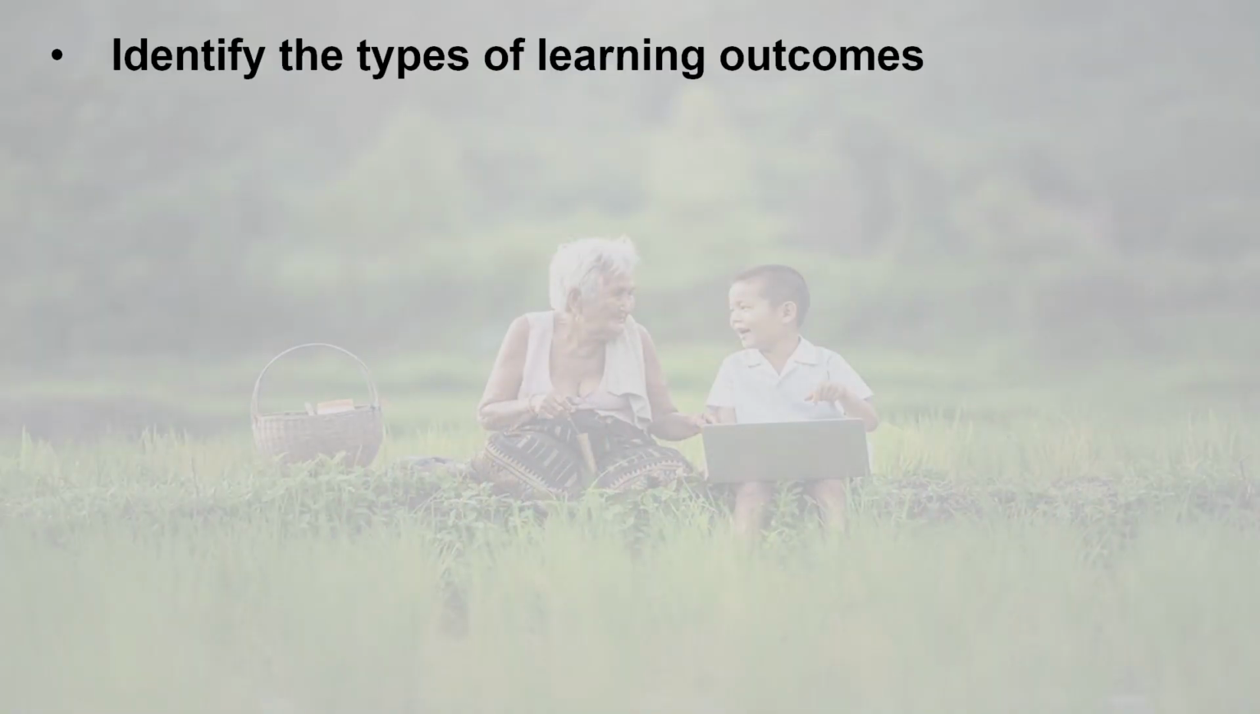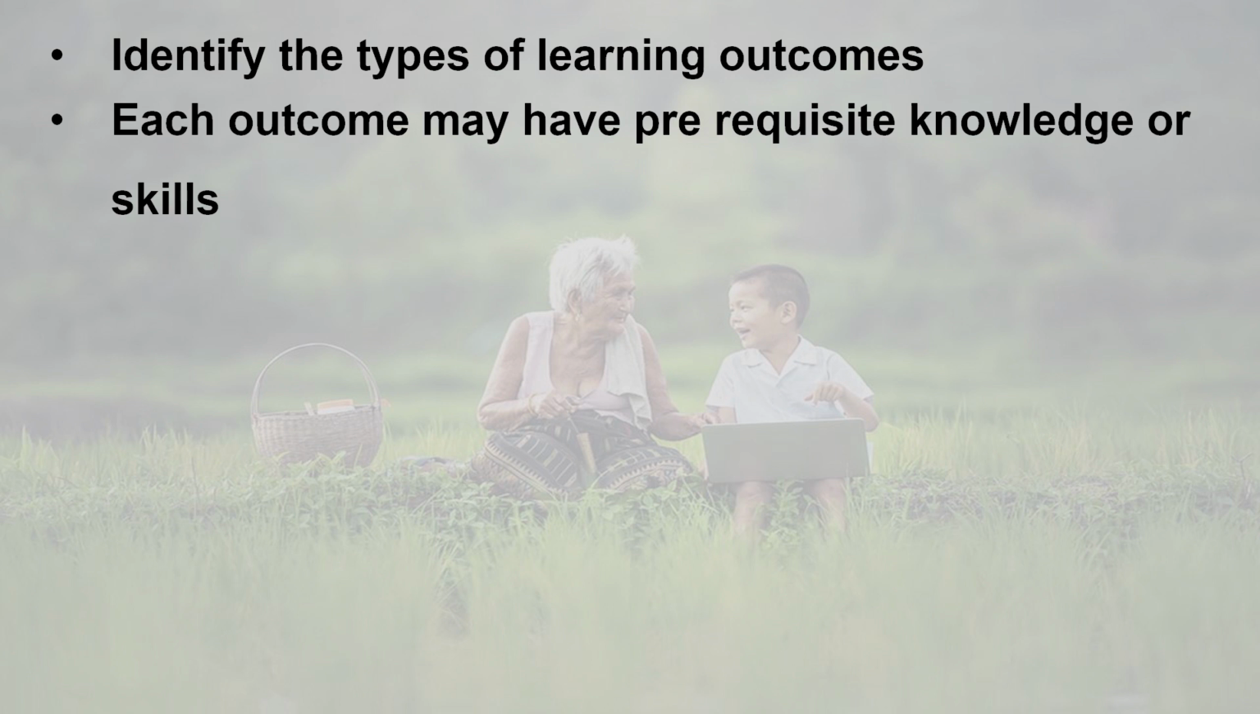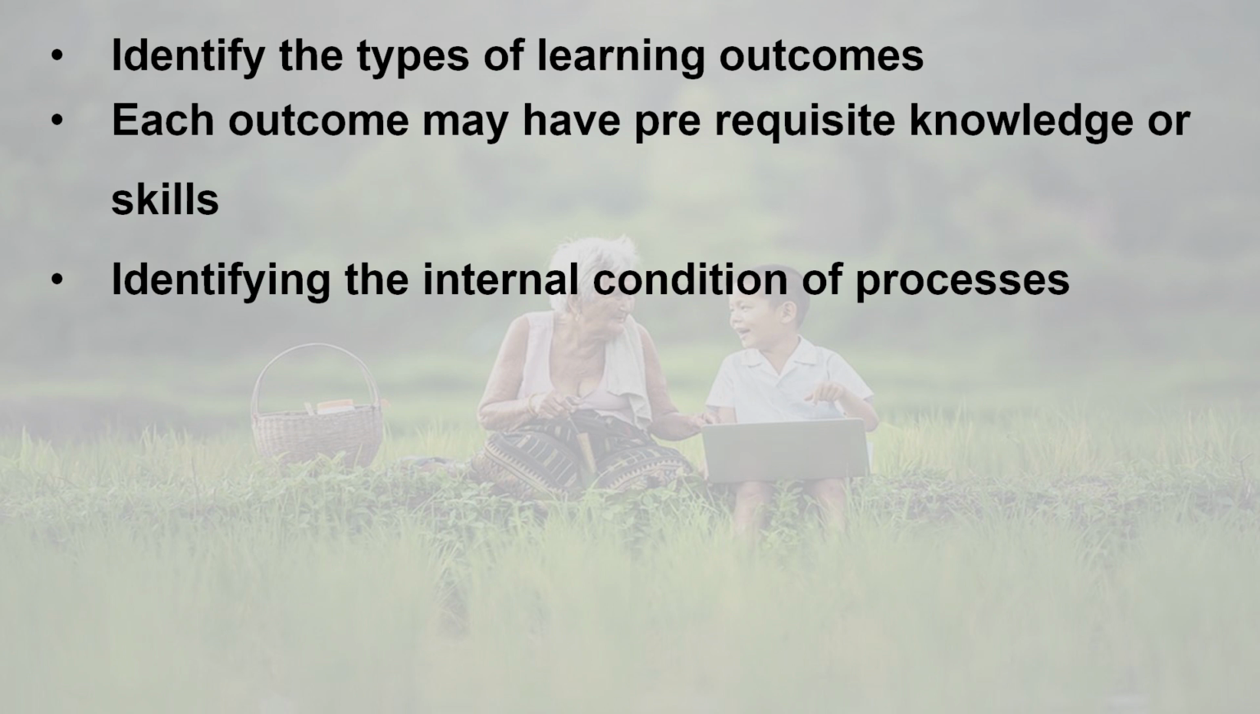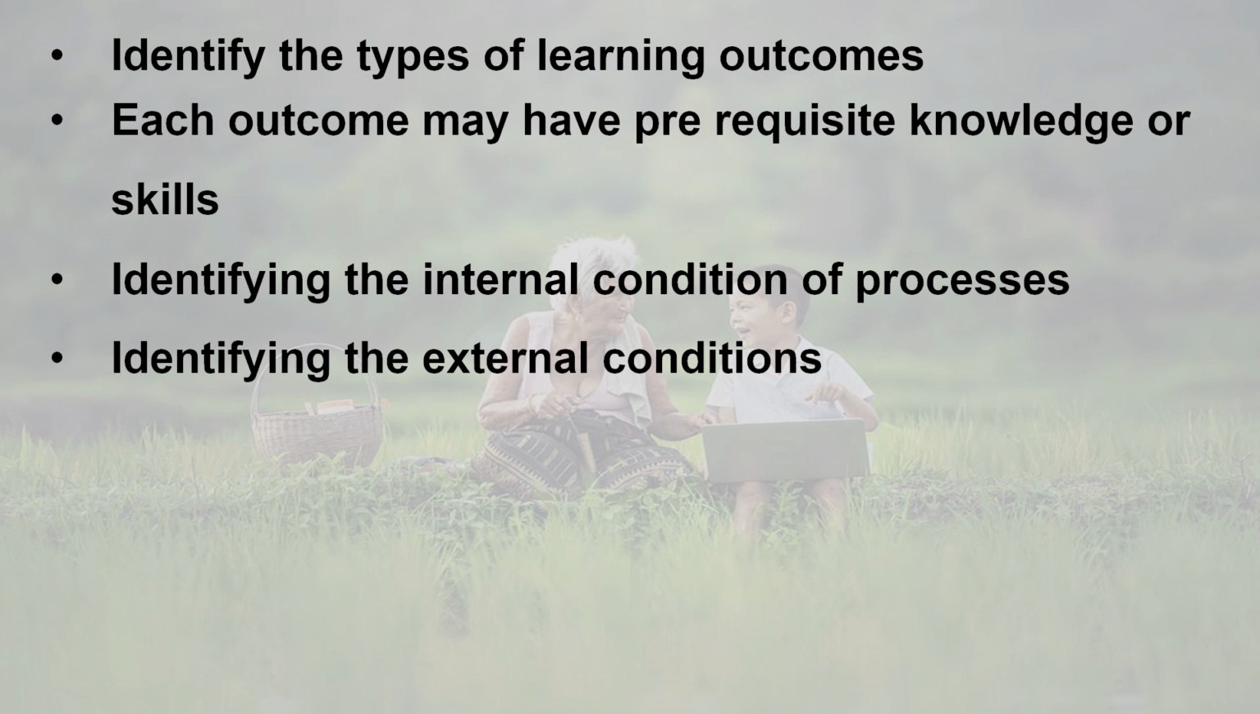So Gagne's work has also made significant contribution to the scientific knowledge base in the field of instructional technology, particularly in the area of instructional design. Gagne identified several steps which were used to design instruction. These were: identify the types of learning outcomes. Each outcome may have prerequisite knowledge or skills that must be identified. Identify the internal conditions or processes the learner must have to achieve the outcomes. Identify the external conditions or instruction needed to achieve the outcomes.